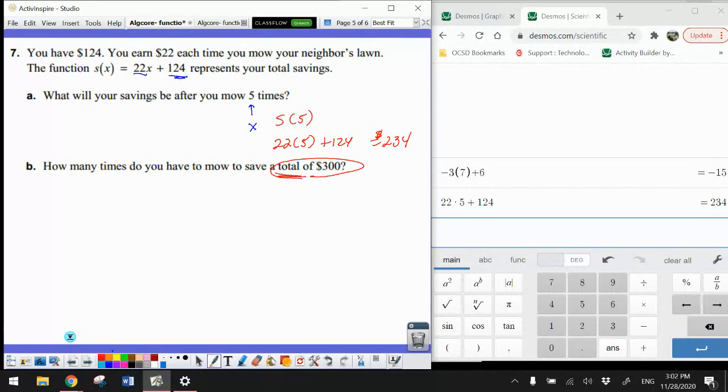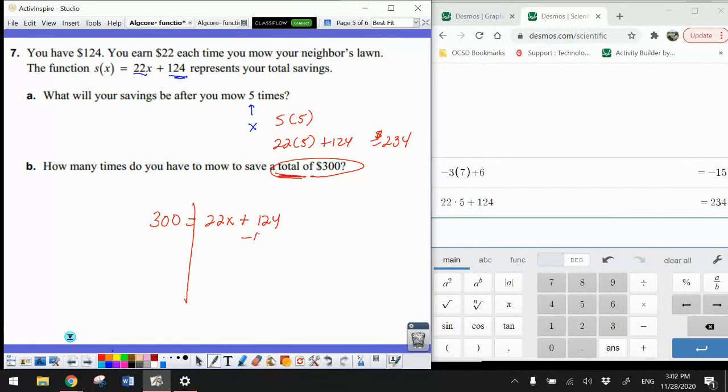Now, how many times do you have to mow to save a total of $300? Well, this tells me it's a total. So instead of finding the y value or the total, I'm going to give you the total this time. So this is going to go on the left side. So 300 equals 22x plus 124.